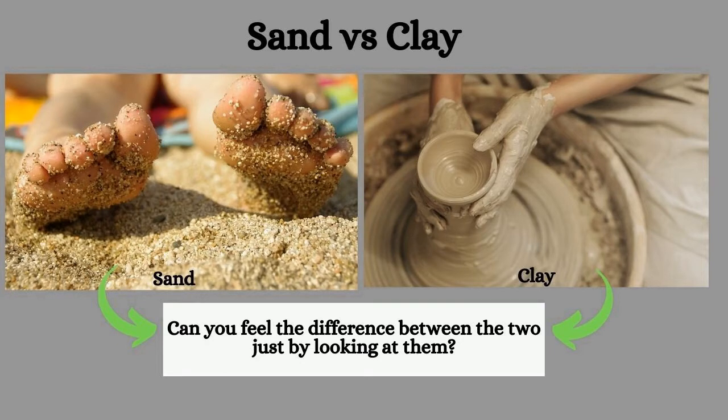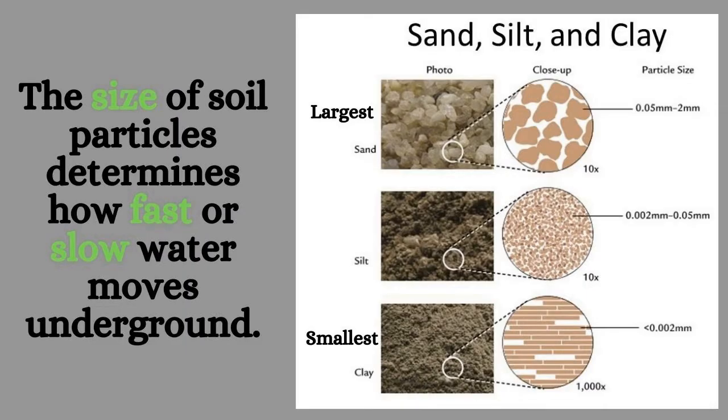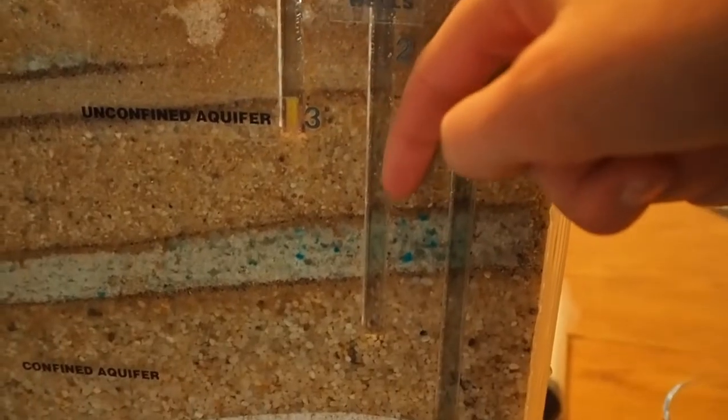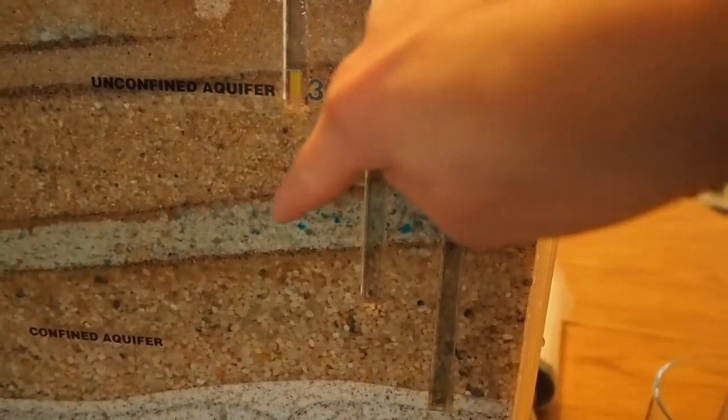But when you feel clay that's really slimy and smooth, that means those particles are very small. So if we think about water going through sand versus clay, the water has a lot more space to get through those particles in sand versus clay, because the clay particles are so close together. So this well goes down below the sand, down below this clay layer, and into some more sand.